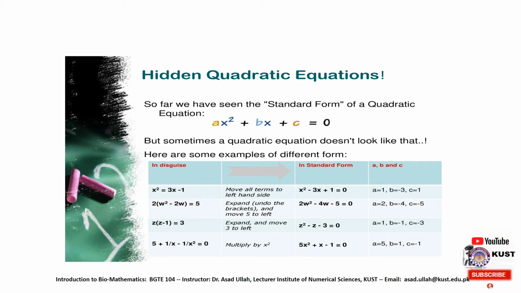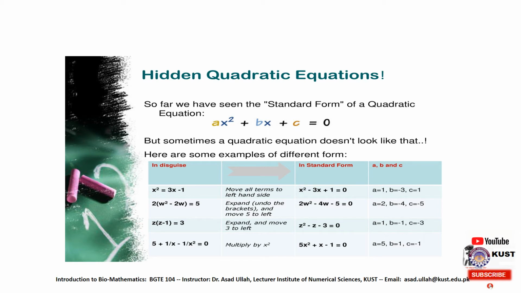In the third example, z into z minus 1 is equal to 3. First we multiply z with z minus 1. So we get z square minus z is equal to 3. Now to transform this equation to the standard form, we have to shift 3 to the left side of the equation. So adding minus 3 to both sides, we get z square minus z minus 3 is equal to 0. The coefficient values a is equal to 1, b is equal to minus 1 and c is equal to minus 3 are calculated by comparing this equation to the standard equation given above.